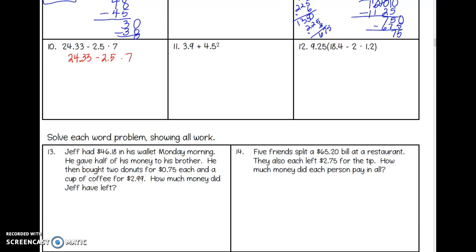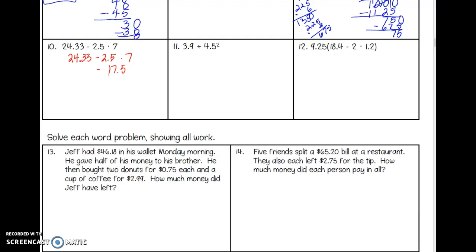According to order of operations, what must I do first? I'm going to multiply. So I'm going to go 2.5 times 7. Do that on your calculator. What do you get? 17.5. Has that been verified? Yes. What did you say again? 17.5. Okay, so write that right underneath it.